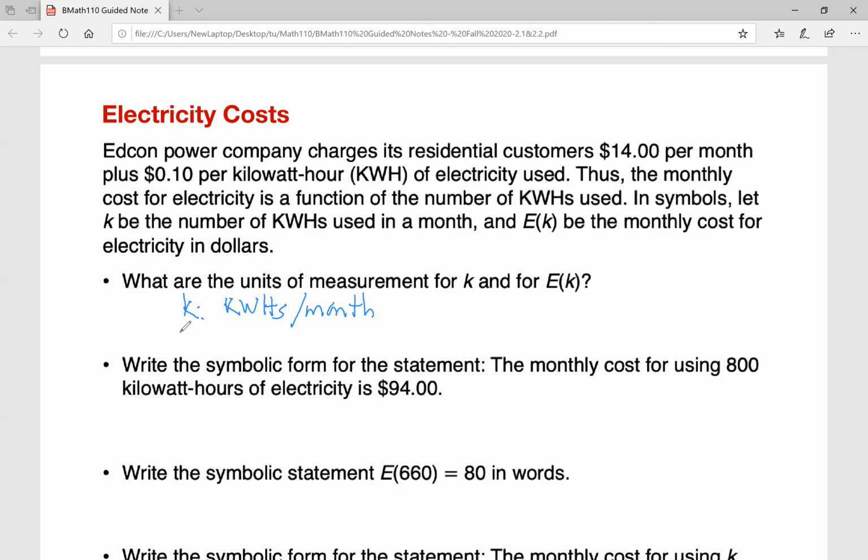And for E(K), it's the monthly cost for electricity in dollars. So I'm going to say dollars per month. Why not just say dollars is enough, because this is a monthly cost, so I don't even have to say month here. Okay.